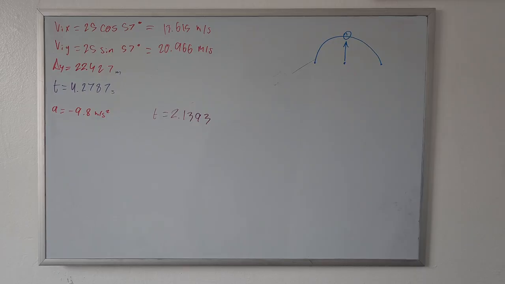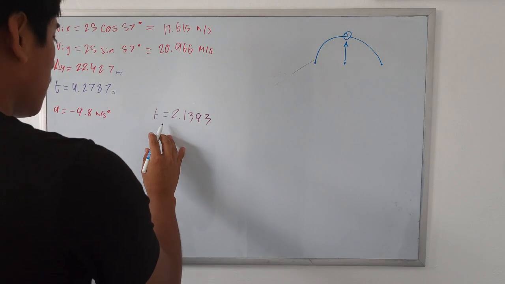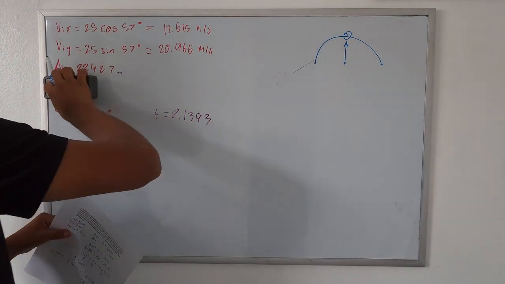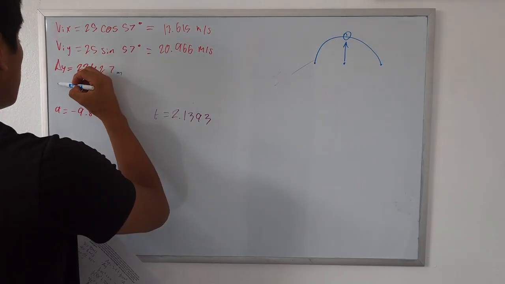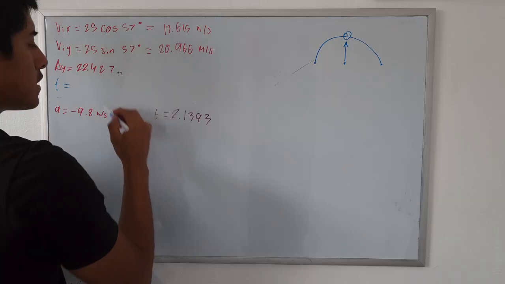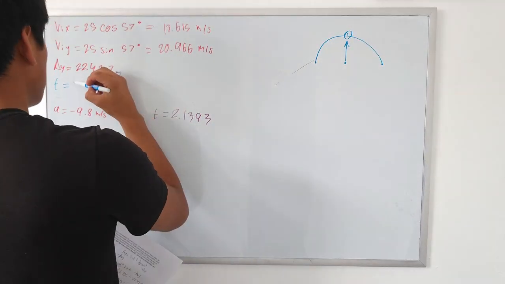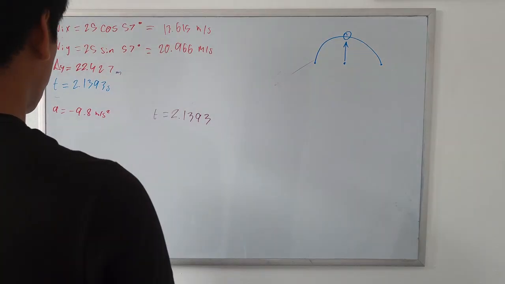So to do this, we are gonna use the time that we used in the last part. So we're not gonna use this one anymore. That's the time for the whole flight. Now we're gonna use the time for half of the flight, or in other words, the time when the blue projectile is going to be at its maximum height. So that's 2.1393 seconds.